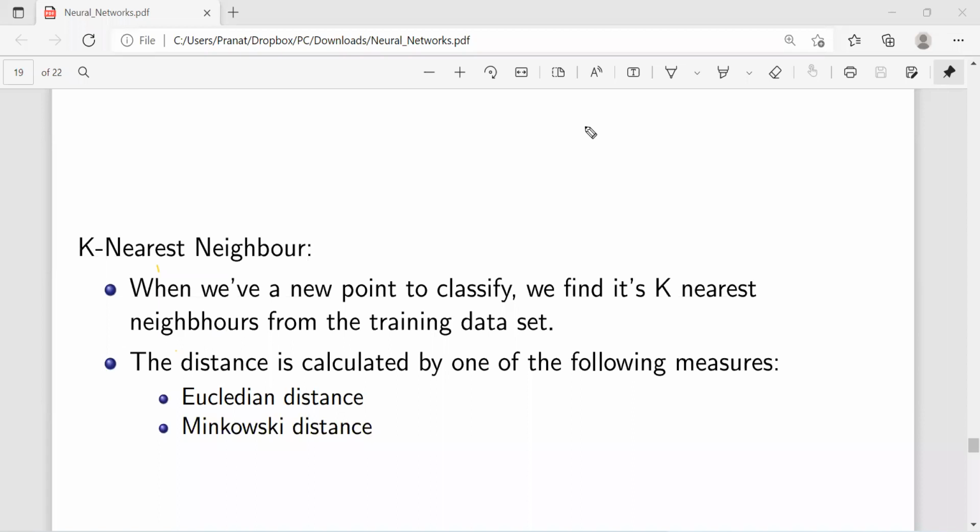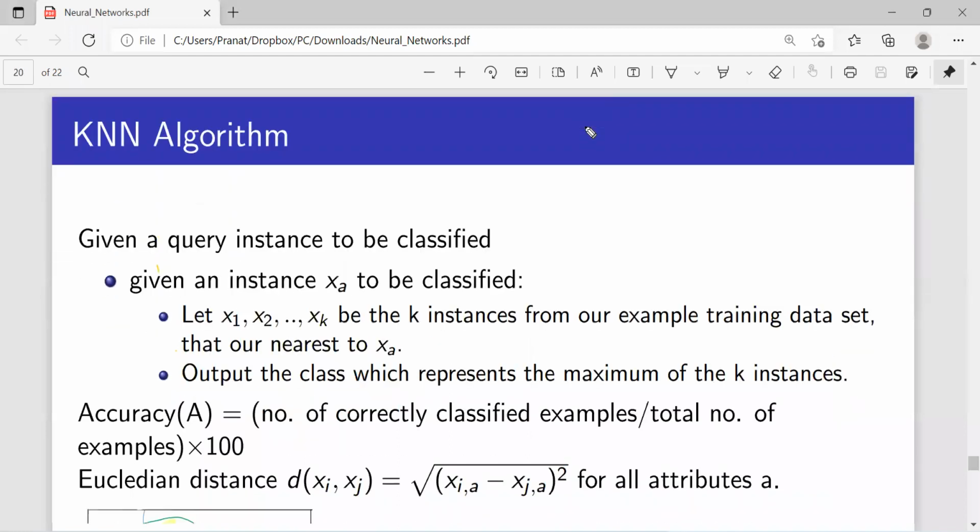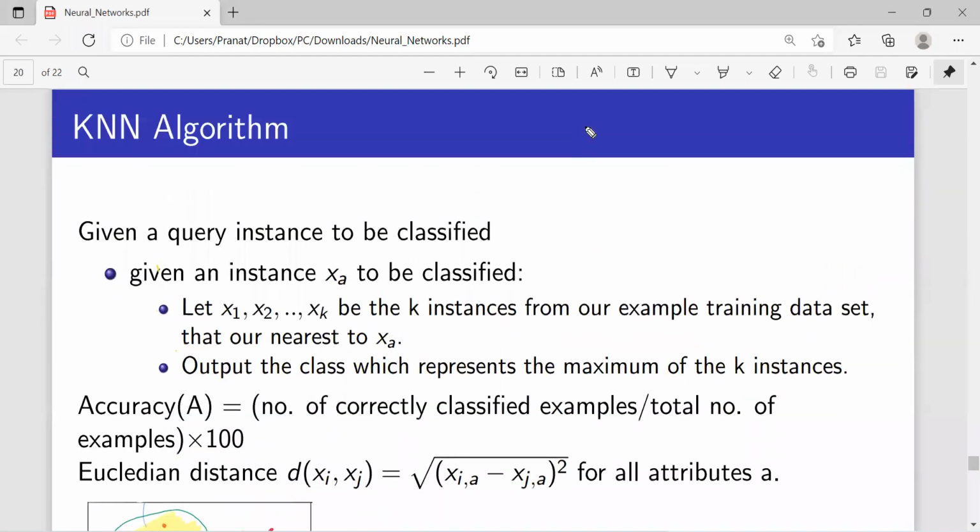So we try to find out which group it is near to, which is known as k nearest neighbor. K is a number, how many nearest neighbors it has. When you are going to classify, you find its k nearest neighbors from our training set. And then we say, okay, this belongs to this group. So the basic algorithm is, given a query instance to be classified, let's say XA, and we have k instances in total, and we have to find out where it belongs.